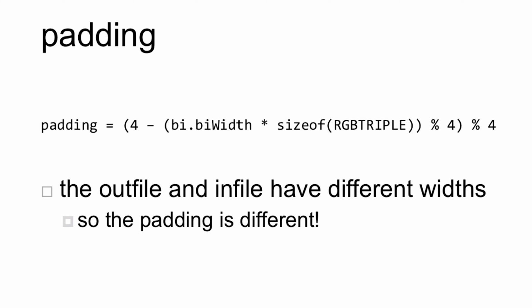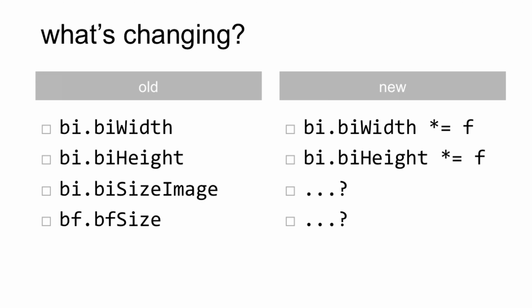Notice how padding depends on the width of the bitmap and the size of an RGB triple. Now, the size of the RGB triple is going to be constant, so the only thing that might be changing is the width of the bitmap. So, if the out file and the in file have different widths, then they may have a different amount of padding. Remember our discussion about bitmap headers, where we calculated how the old header information might change for the out file. Well, because the padding is going to be different for the in file and the out file, then we may also need to keep track of that as well.